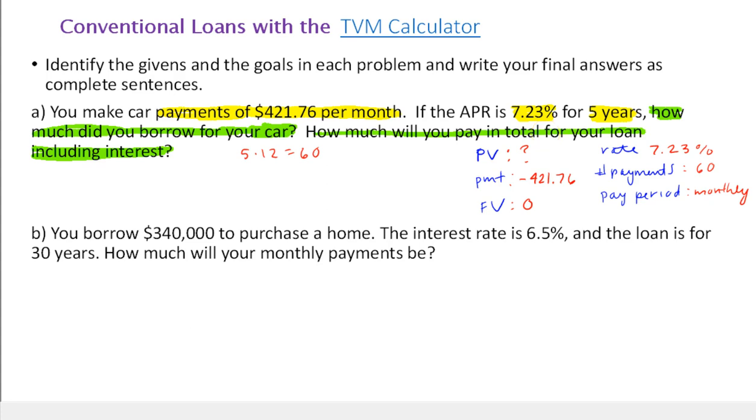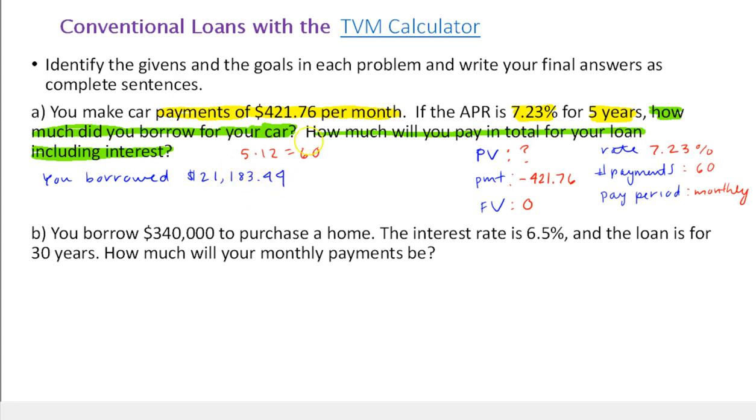So the question was, how much did you borrow? And we will write, you borrowed $21,183.44. Okay. Now let's look at the second question. So it asks, how much will you pay in total for your loan, including interest? So notice, this isn't really what you paid for your car. This is what you borrowed.